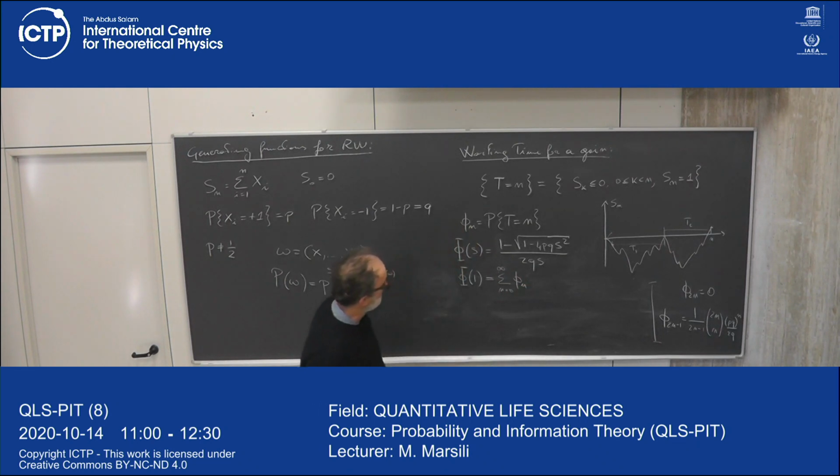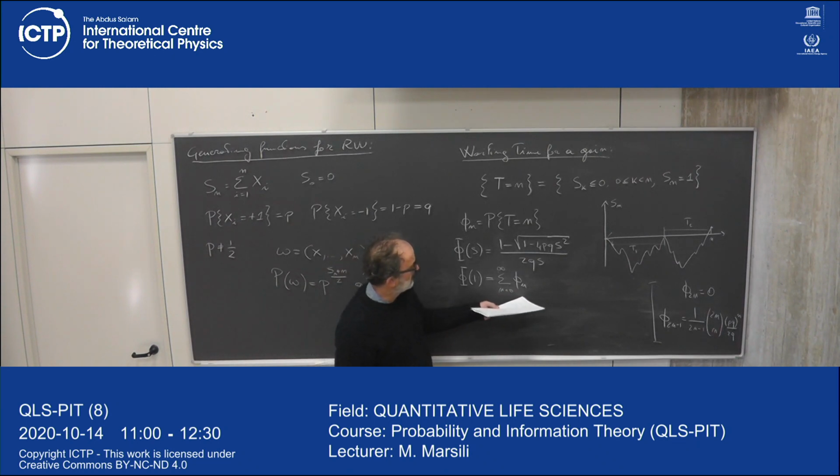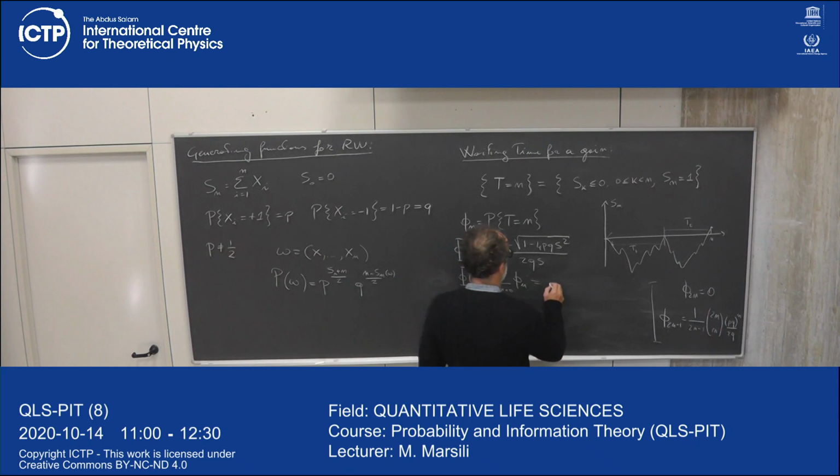Okay, by the definition of the generating function, this will give you the probability that this gambler will ever make a gain for the first time, or will never ever make a gain. And so this is 1 minus the square root of 1 minus 4p times, let me write q as 1 minus p, divided by 2 times 1 minus p.